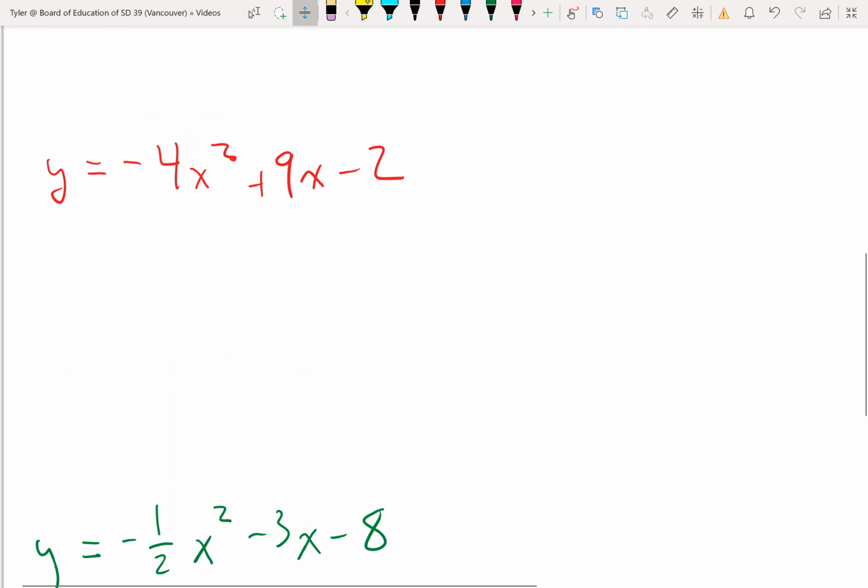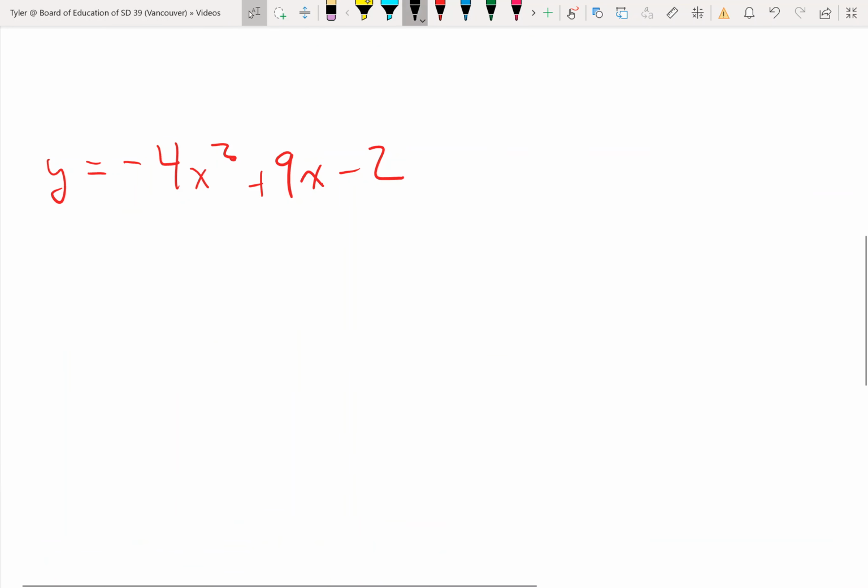All right, this one's a little trickier because it's negative. It's going to work the same way. Okay. I'm going to factor out that negative 4 as my first step.